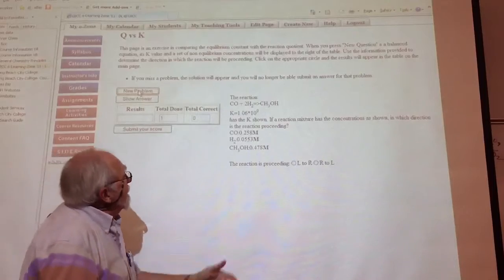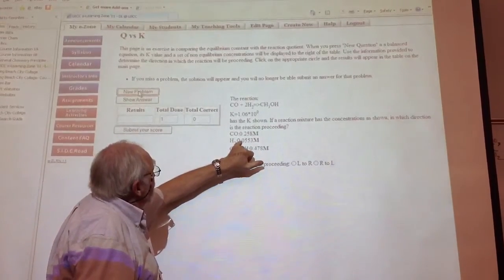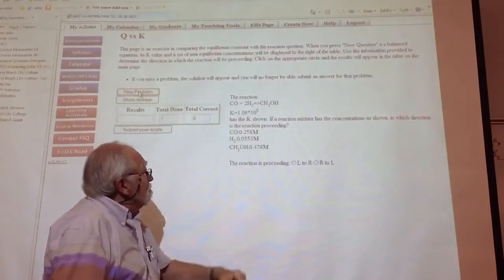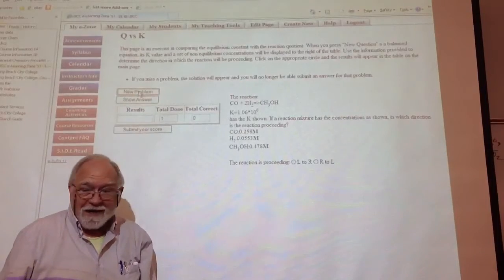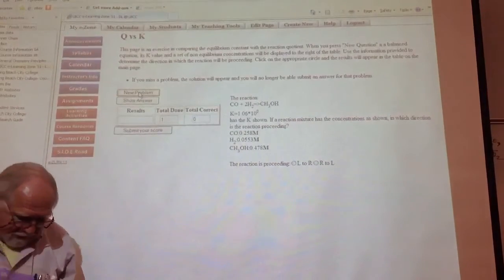So you've got to write the equilibrium expression. It's going to be this number divided by this number squared divided by that number. And then you have to compare it to this number, see whether it's bigger or smaller, and then you put your mark down.